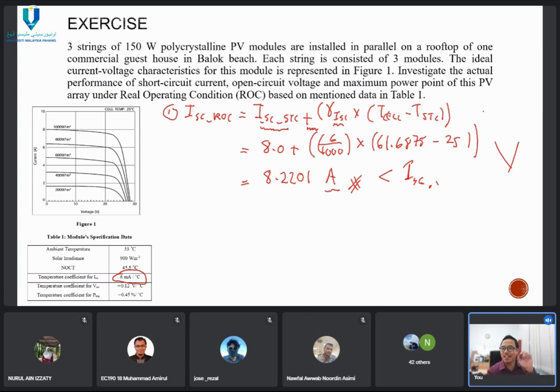Okay. It's actually we haven't finished yet for the part of the short circuit current. Why? Okay. Let's read again. Let's read from the beginning. 3 strings of 150 watt polycrystalline PV modules are installed in parallel on a rooftop on one commercial guest house in Balok Beach. There's an additional detail added into here. One is not only 150 watt, it's actually 3 strings. What is the meaning of string?